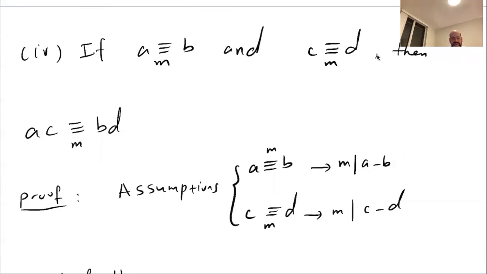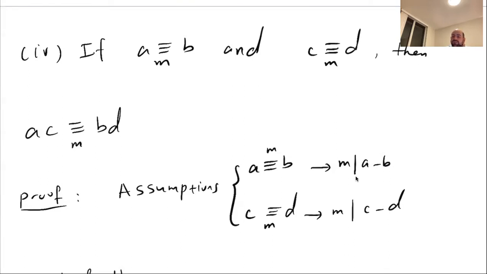So how can I get my goal? Well, AC congruent to BD means we have to show that M divides AC minus BD. And what do I know? I know M divides A minus B, M divides C minus D. How can I make AC and BD appear? This is a little bit tricky. See, for the first expression, if I multiply it with C, AC will appear. Similarly, for the second expression, if I multiply with B, BD will appear.